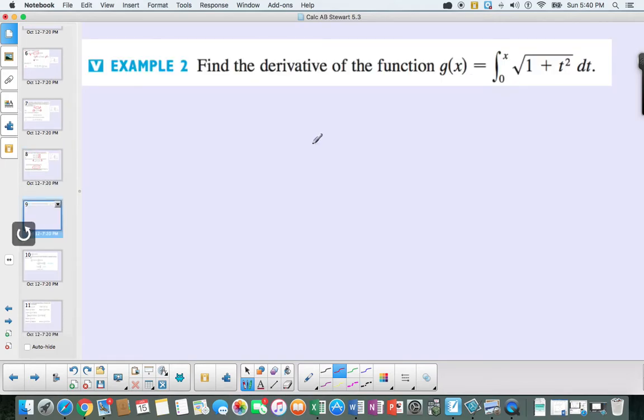Let's see if we can do this in this example. I would like to take the derivative of this area accumulator function, and that derivative will be this function. Remember, this is a dummy variable t, and the function is in x, so I'll just write 1 plus x squared.